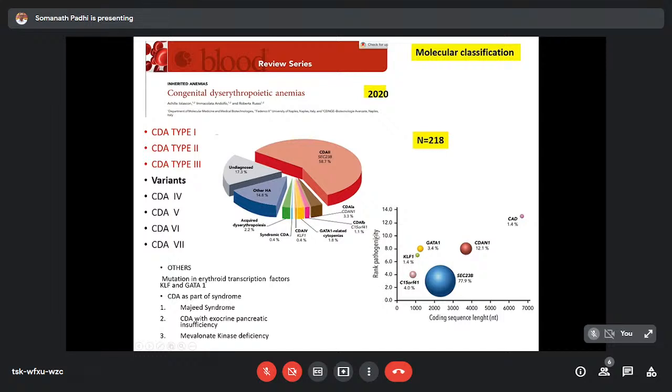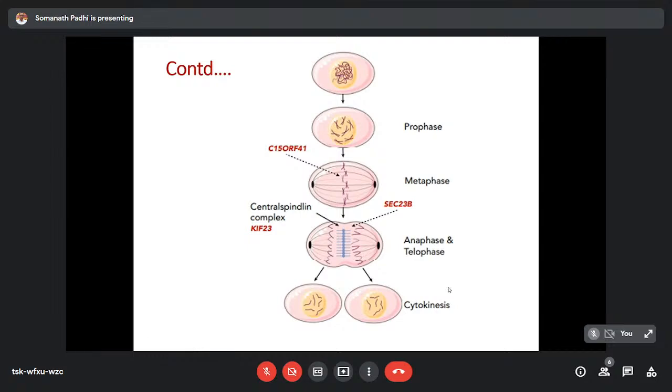In the y-axis is the rank pathogenicity of these individual genes. Next, our understanding about why these morphological changes occur in the bone marrow has been highlighted. You can see this is the nucleus, and these are the different stages of mitosis: prophase, metaphase, anaphase, telophase, and cytokinesis. That means two daughter cells are produced with two individual nuclei and their chromosomes.